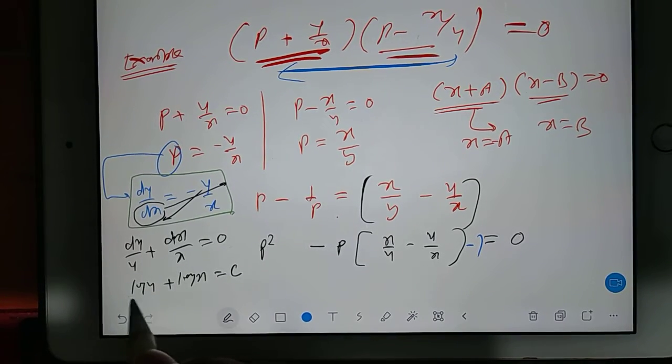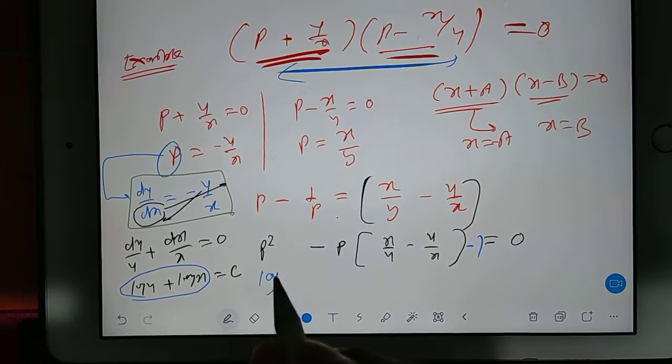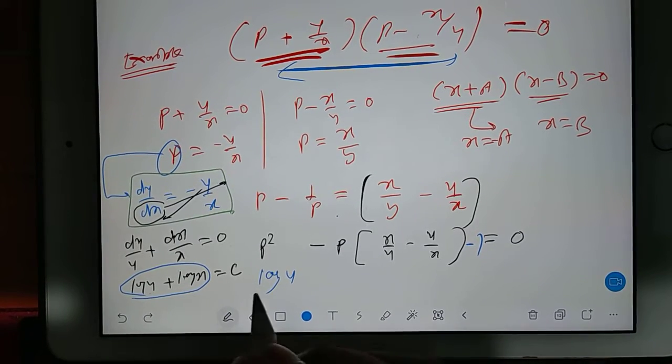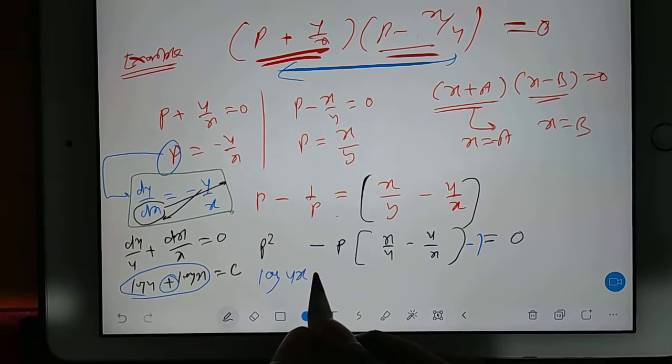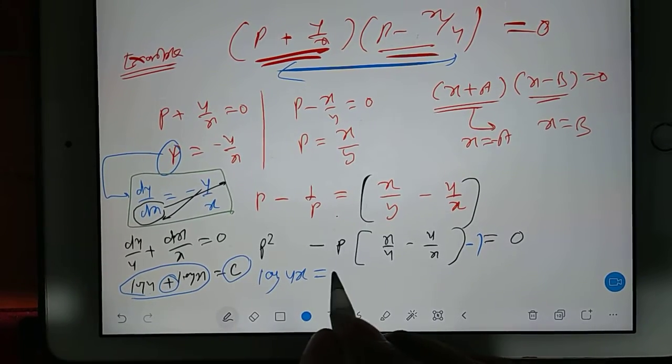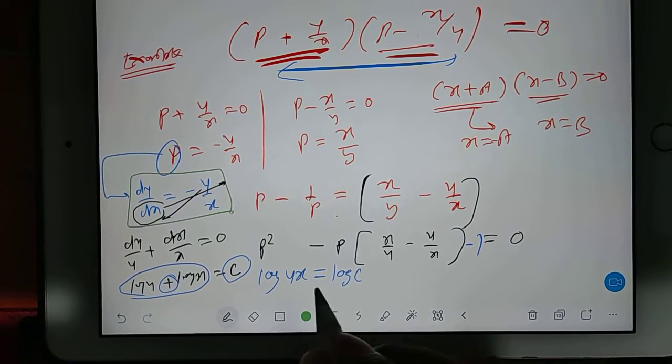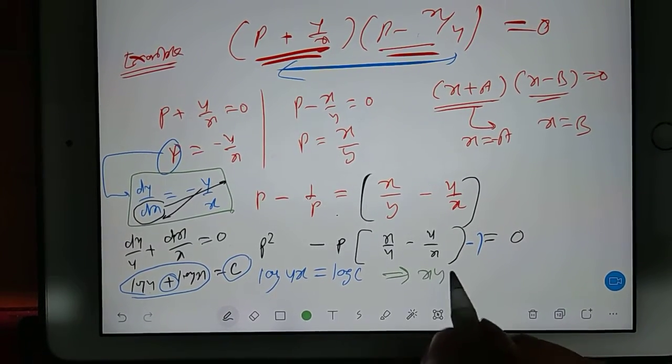So you add both, so it will be log yx, because when they are added we can multiply yx. Now this constant also you can consider as any log constant. Okay, so then you can say your xy is equal to constant.